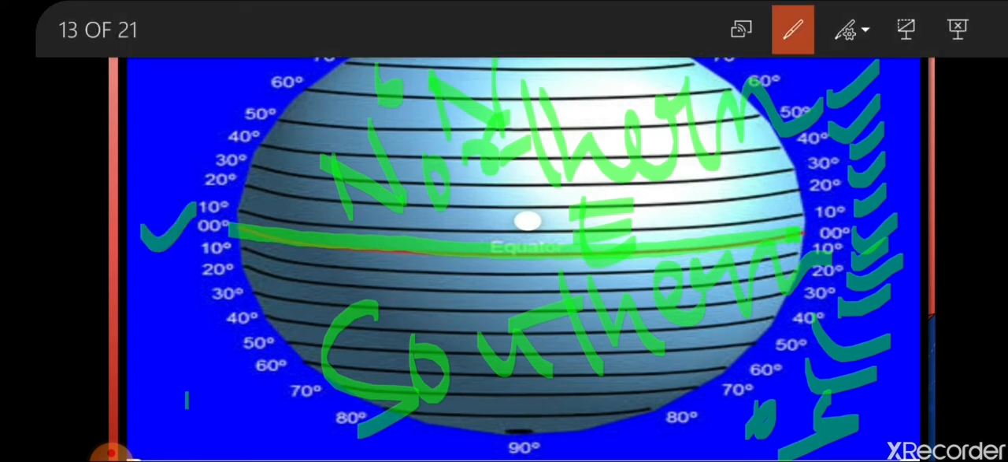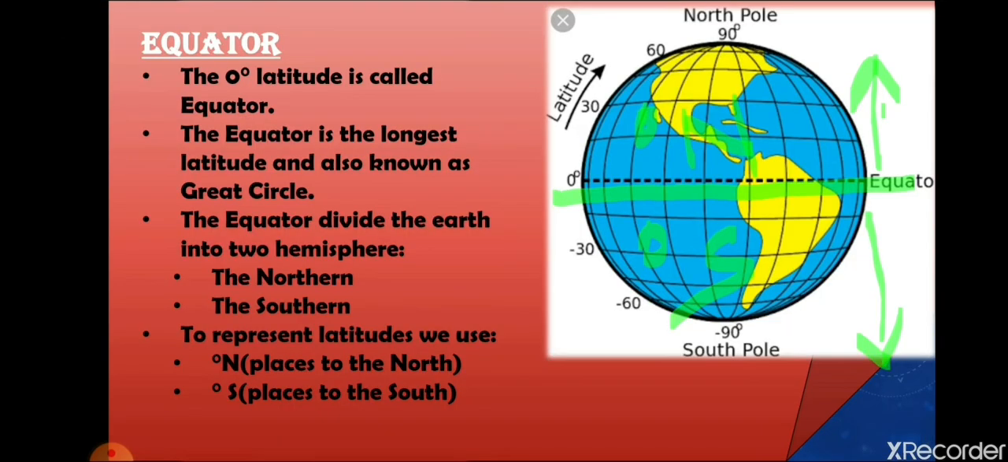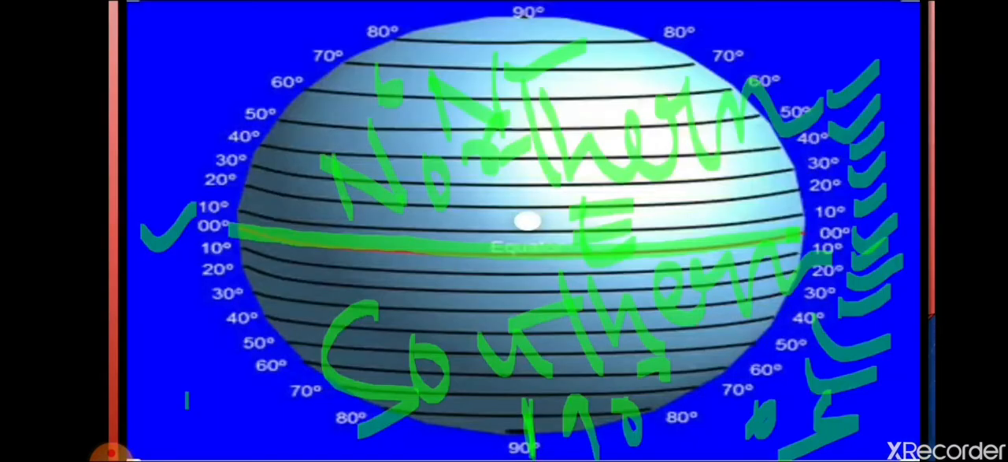Now here you can see how the degrees are measured. From 0 degree here till 90 degree north here, and from here to here the pole measures 90 degree. The pole is measured as 90 degree. The North Pole and the South Pole are both measured as 90 degree. I hope that it is clear to all of you.